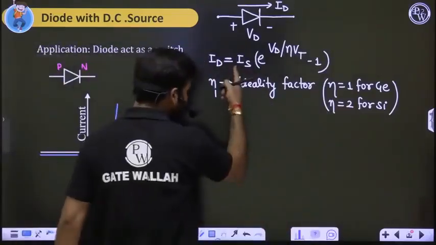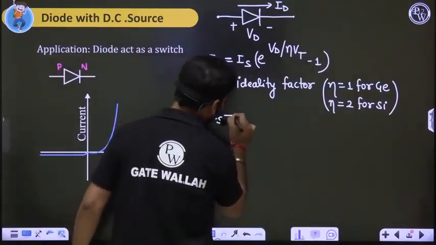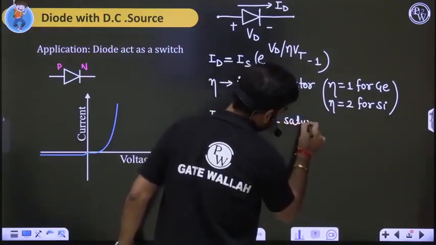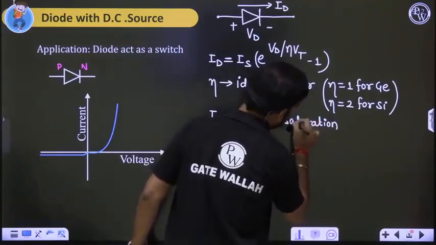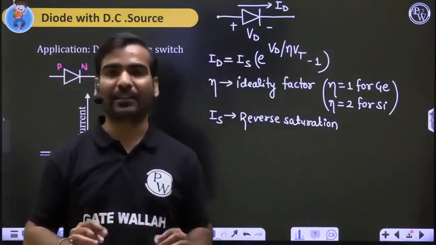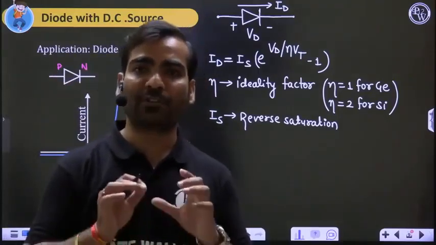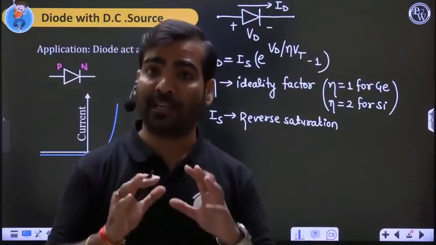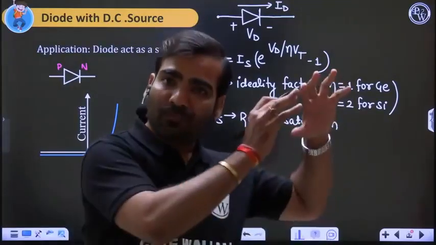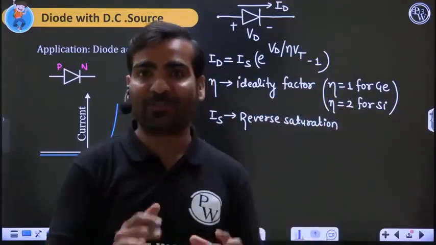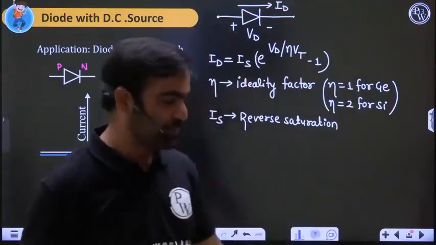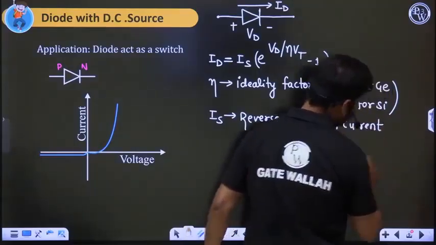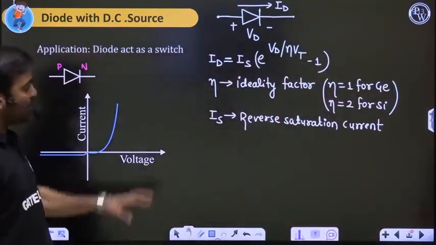What is IS? IS is your reverse saturation current. Sir, what is reverse saturation current? What is the meaning of it? Doesn't matter. Just focus on that, because your subject is analog circuits, and in these 120 or 125 hours we are going to discuss analog circuits nicely, and another 100 or so hours are for electronic devices, where we will discuss what IS is. So IS is the reverse saturation current, some constant factor you can remember right now.